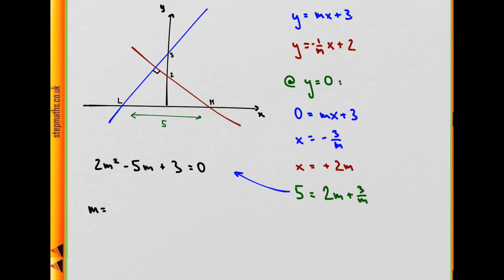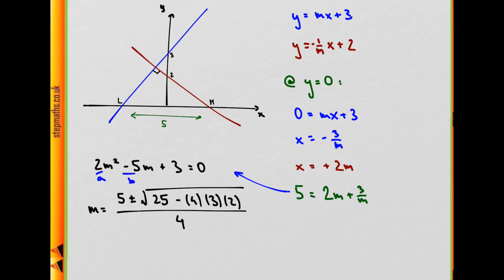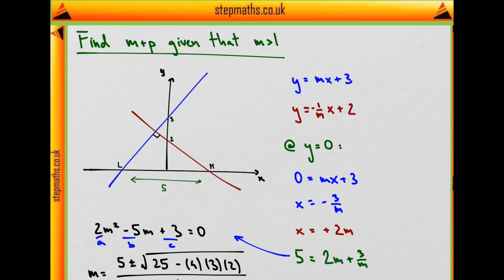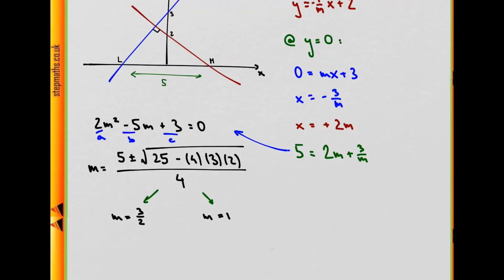And using the quadratic formula, it will be minus minus 5, that's 5, plus or minus the square root of 5 squared minus 4 times 3 times 2, that's 4ac, divided by 2a, that's 2 times 2, which is 4. This was our a, b, and c. And this gives us either 3 halves for m, or m equals 1 if we take the negative sign.